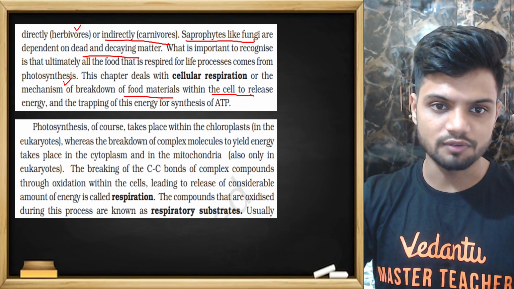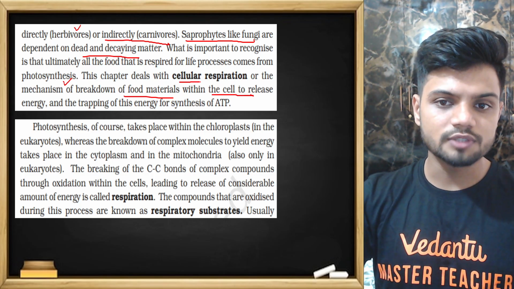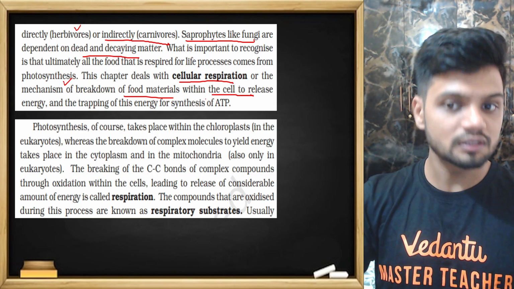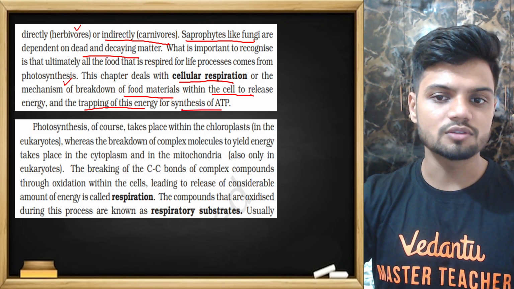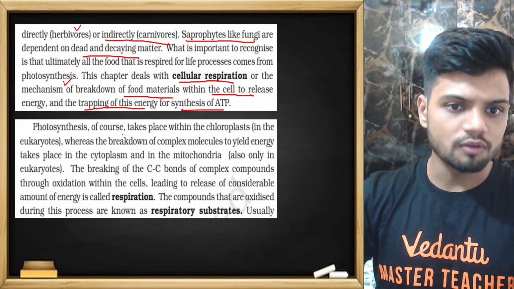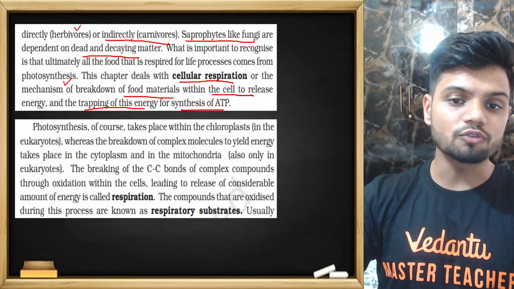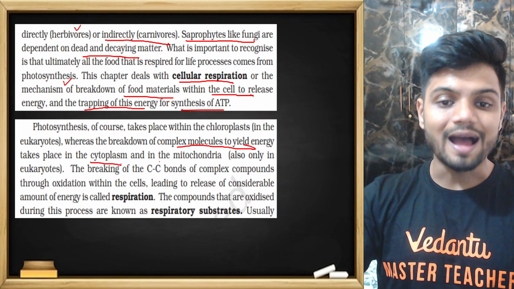This chapter deals with cellular respiration or the mechanism of breakdown of food material within the cell to release energy and trapping of this energy for synthesis of ATP. That is the entire chapter. Photosynthesis, of course, takes place within the chloroplast in the eukaryotes, whereas the breakdown of complex material to yield energy takes place in the cytoplasm and in mitochondria.